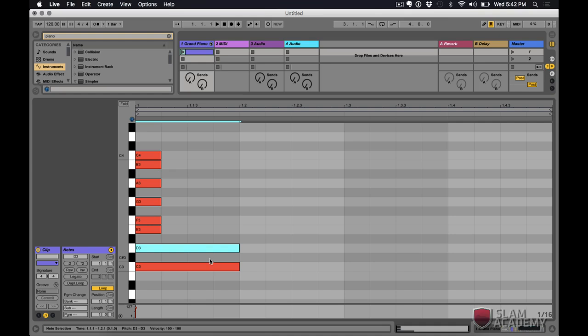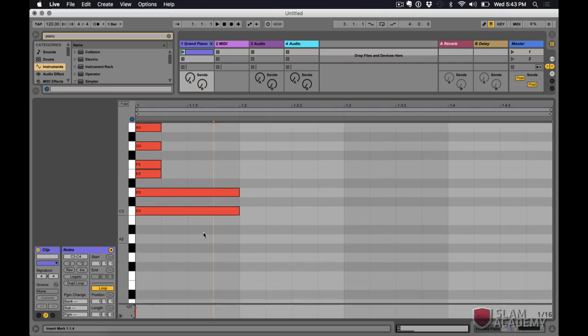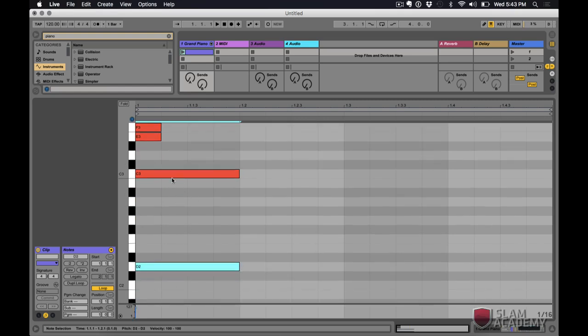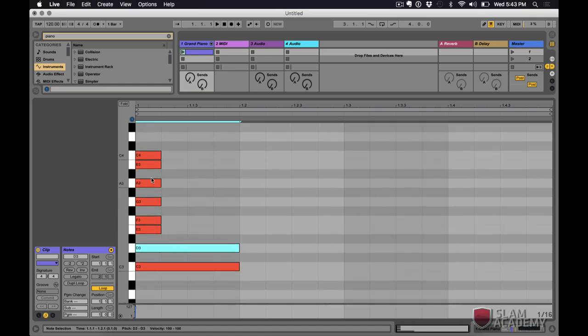However, let's do the same trick, right? Let's invert it. So I have a C to a D, that's the second in the key of C. What if I invert it by moving it an octave down? I have a huge interval now. And what is that interval? That's a seventh, because the seventh is the inversion of the second. Another way I could look at it is the interval from D up to C. That is a seventh.